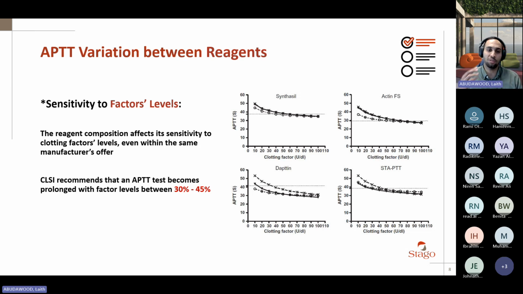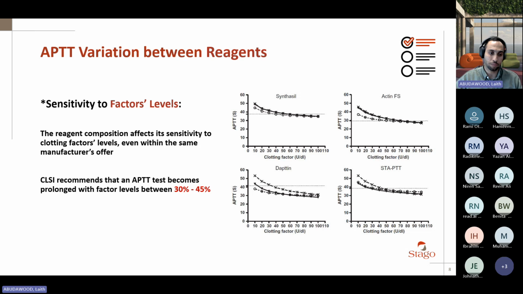Okay, so this is what I mean with sensitivity. Some reagents will detect a smaller drop in factor level as compared to another reagent. That's why you might have a very normal patient who just has a slight factor deficiency. One reagent says, oh, prolonged. The other reagent says, no, it's normal. This is one of the factors.